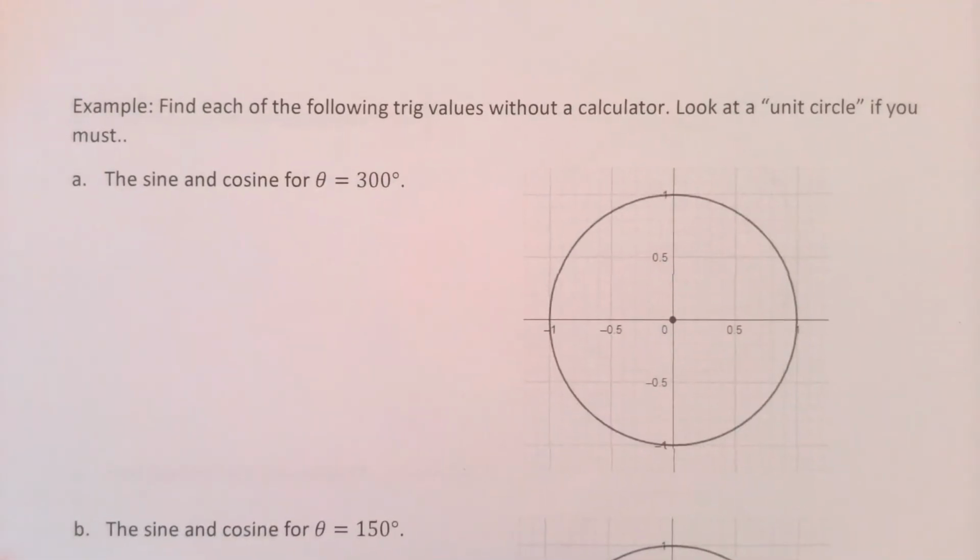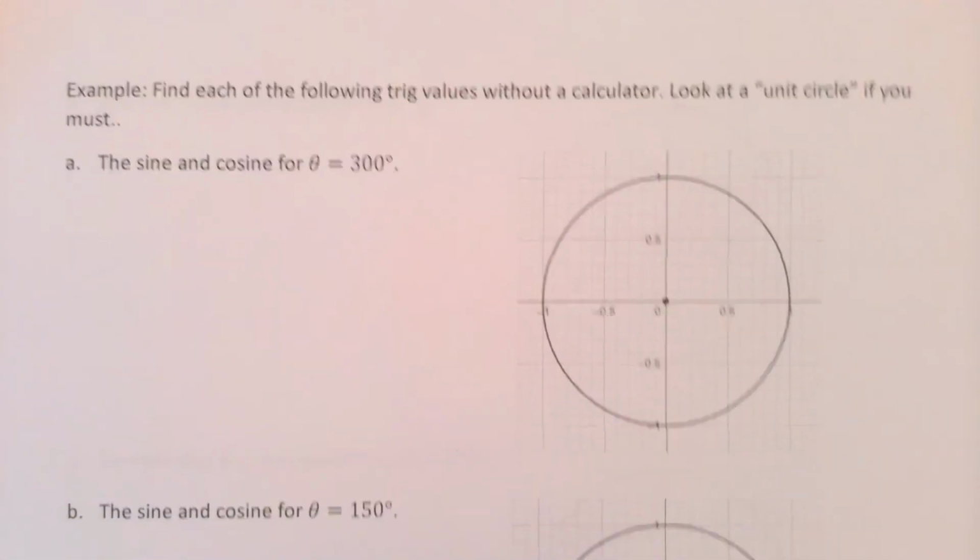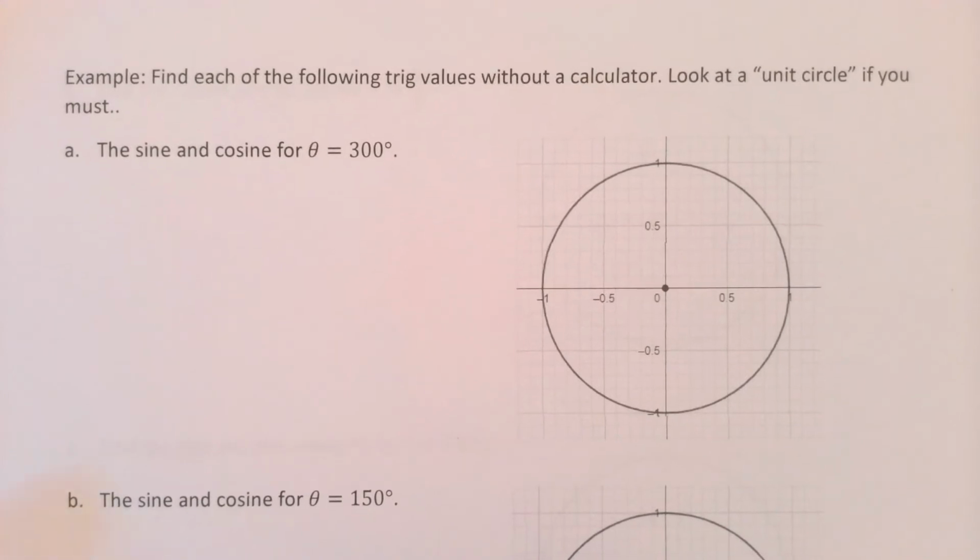Now my students are about to be assigned a challenging problem set where they're asked to do things like go onto a unit circle and find the sine of 300 degrees or the cosine of 300 degrees. And there will also be problems where the angles come in radians. So I want to go over some of those now.